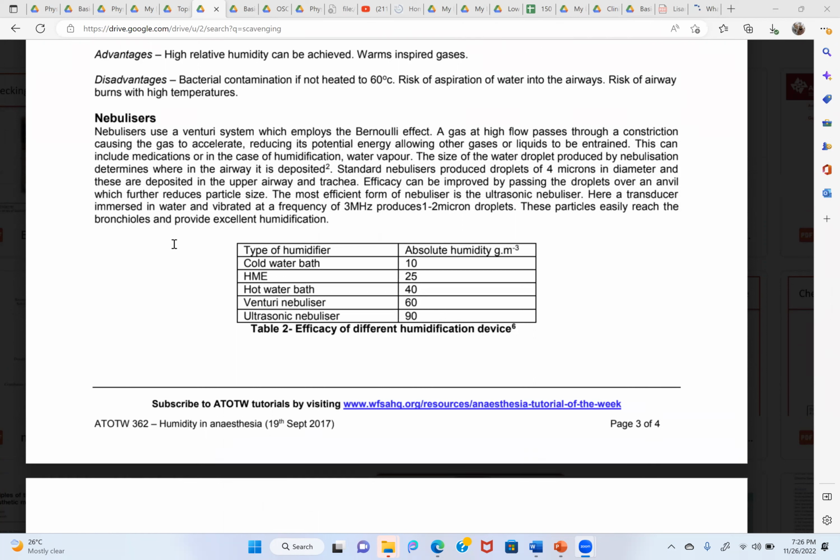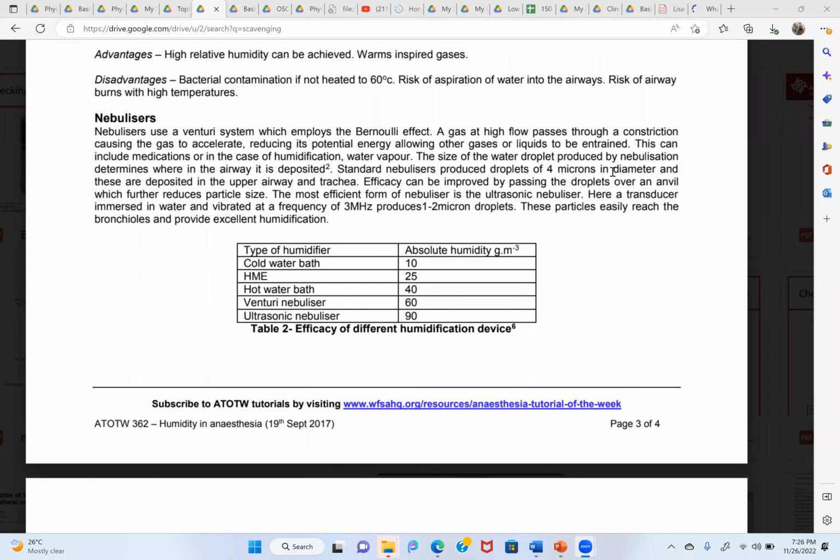Next, the better way is a nebulizer. So the nebulizer uses the Venturi principle, which implies Bernoulli's effect: if the pressure is decreased, there will be entrainment of air. So the gas at high flow passes through a constriction, causing the gas to accelerate and reducing the potential energy, allowing other gases or liquid to be entrained. So this is the working principle of the nebulizer, whatever we are using. Okay, this can include medications, or in case of humidification, water vapors.